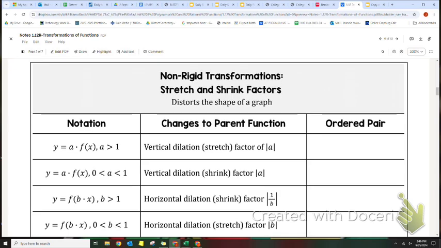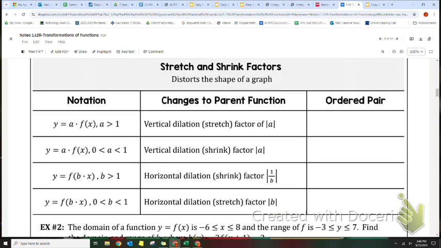All right, then our non-rigid transformations. These are our stretch and shrink factors. They'll distort the shape of the graph. And so we get y equals a times f of x. Well, notice the a is not inside with x, so therefore it affects the y's. It's vertical. It's being multiplied, so it's a dilation. So it'll either be a stretch or a shrink. Shrinks are sometimes called compressions. Okay, you may have heard it as a compression before.